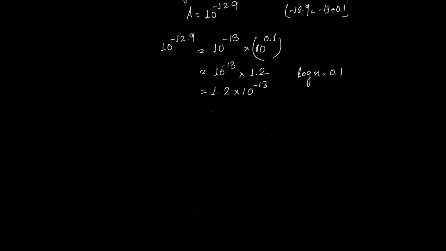I hope this is clear because it's a bit tricky, but it's the most scientific method you can use to find the antilog of any number. If you understood it clearly, let me know in the comment box what would be the answer of a if log a is equal to minus 7.3. Tell me what is a.